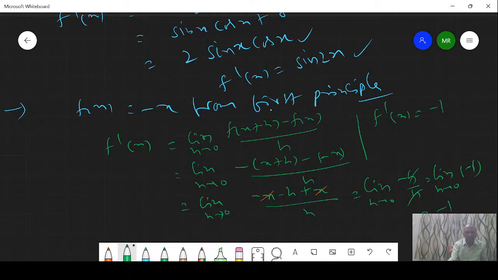Since they are asking using first principle, you should do it like this only. But we know directly how to do that. F dash x equal to minus 1, you can verify the answer. So f of x equal to minus x from first principle I have done. Write the first principle formula.